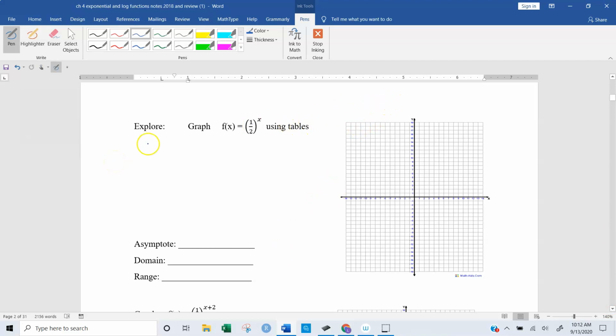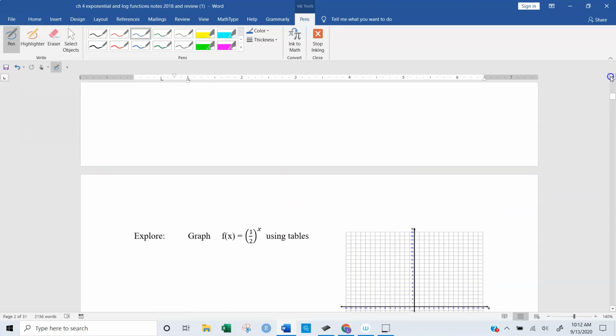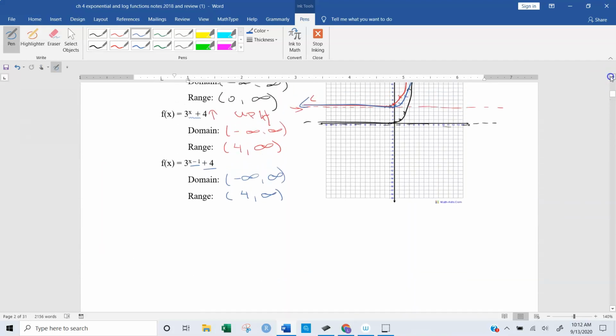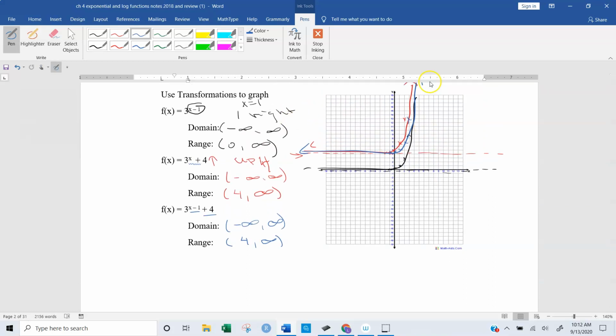Okay, this is a 1/2 graph. Oh, I should have mentioned up here, I am sorry. Is this a growth or a decay graph? And the answer is it's a growth because it starts low and goes high. So this is a growth. Okay, next one.